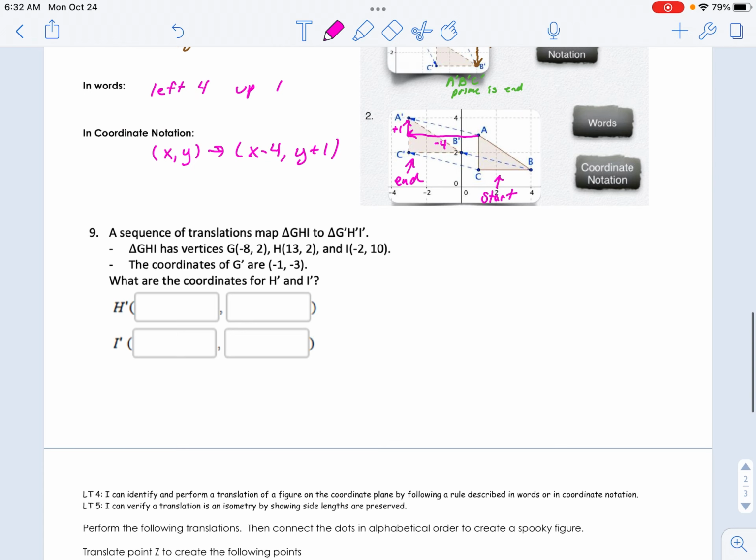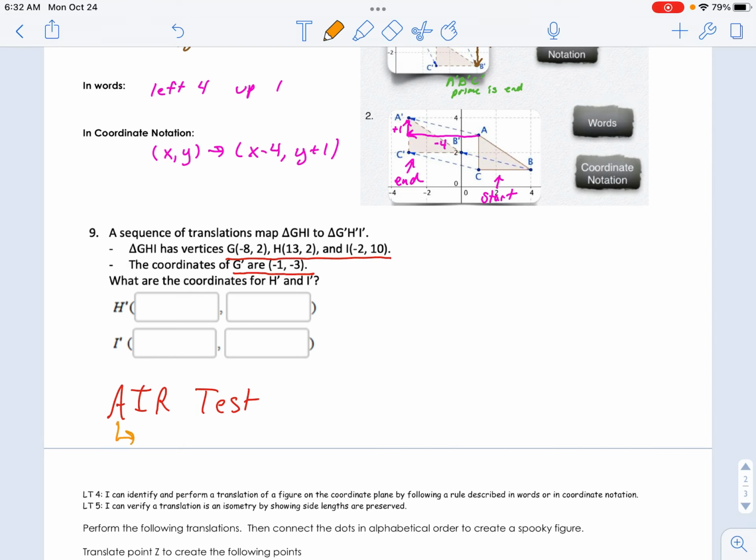All right. Ooh, I love this problem right here. This problem I stole from the AIR test, which you guys will have to take eventually. All right, so triangle GHI has these vertices: negative 8, 2; 13, 2; negative 2, 10. All right, G prime is negative 1, negative 3. All right, so we got to figure out what are the other coordinates for H prime and I prime.